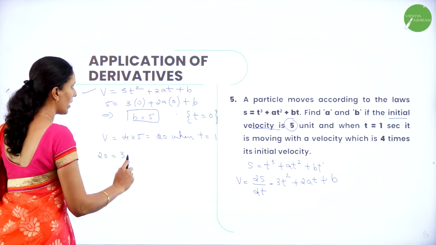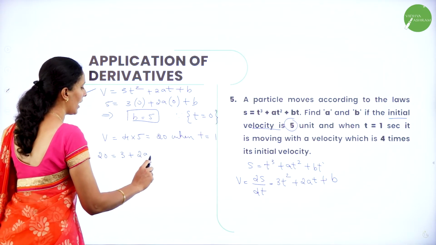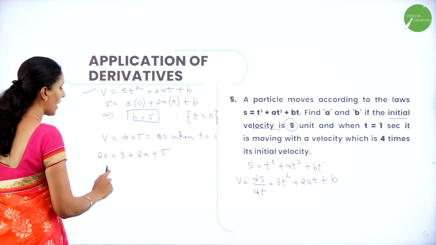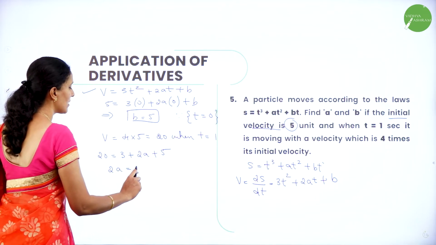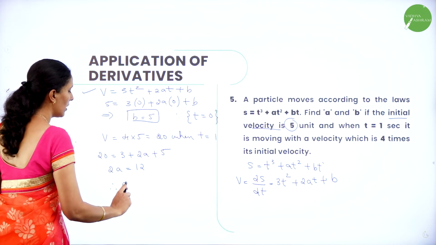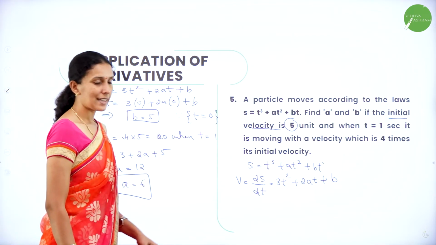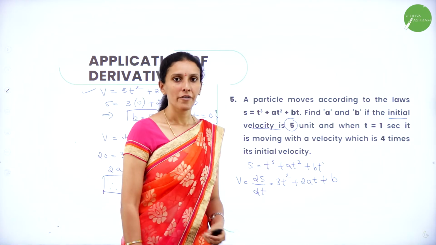3 into 1 square is 1, plus 2a plus b, we got it as 5. So now 20 minus 8, we get 2a is equal to 12. So therefore, the value of a is 6. Hence, the value of a is 6 and the value of b is 5.